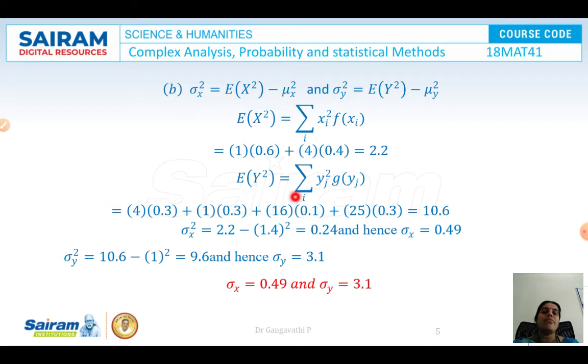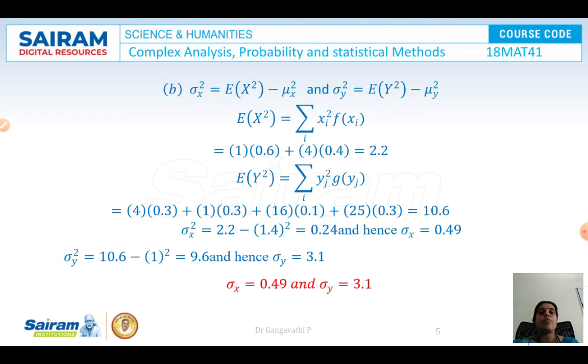Similarly, E of y square is the summation over j of yj square into g of yj. So j takes the values 1, 2, 3 and 4. When j is equal to 1 and substituting the values, when j is equal to 2 and substituting the values, when j is equal to 3 and j is equal to 4, and substituting and simplifying, we get the answer as 10.6.